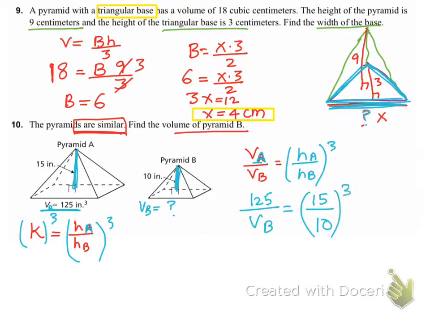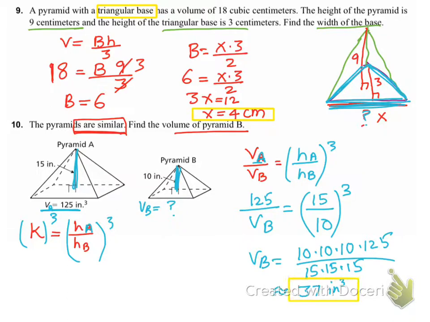That's whole cubed. And now you just cross multiply and solve the expression. So VB is 10 times 10 times 10 times 125 over 15 times 15 times 15. When you solve it to the nearest tenth, your answer is going to be 37 inches cubed, because it's about volume. Either you can cross cancel here, up to you, your choice.